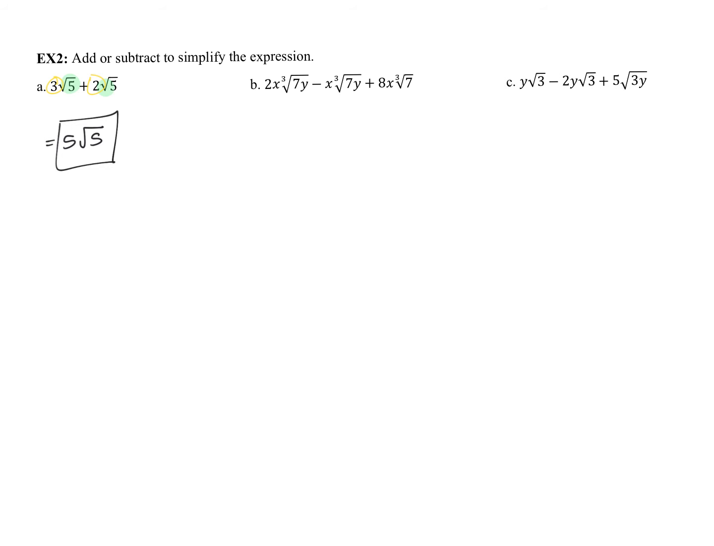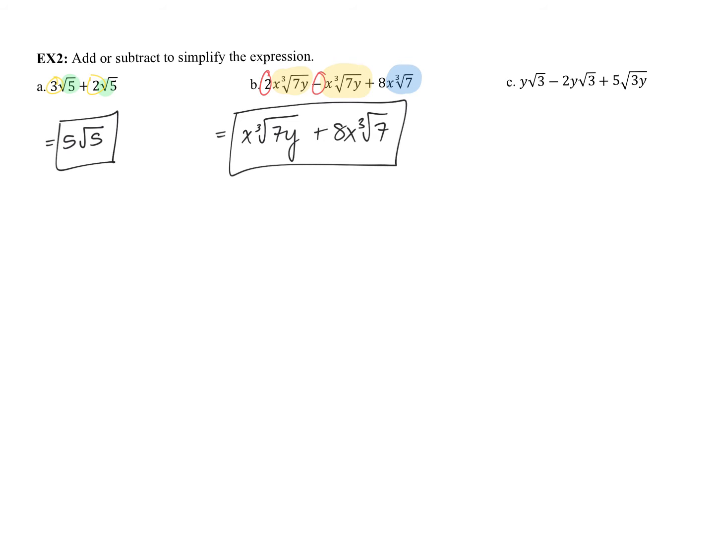Let's take a look at the next one. Are these guys like terms? Well, we have an x root 7y. Well, there's another x cube root 7y. Ooh, you might be tempted, but this one is different. There's no y under the radical with the 7, so that's not a like term. Which means the only way we can combine are the 2 and the negative 1. So that'll just be 1x cube root 7y plus the 8 cube root of 7. And we're done.